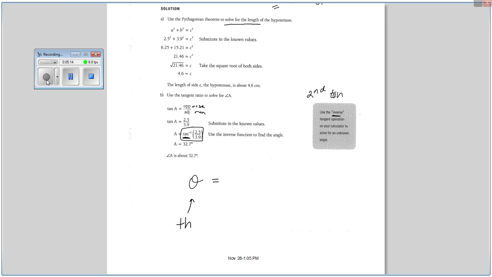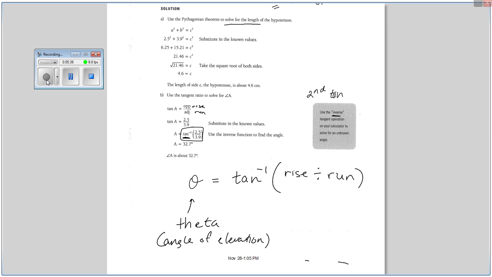What's it called, that symbol? Theta. Okay, so theta, the angle of elevation, is always going to be equal to the second function tangent, and then you put a bracket in your calculator and you do the rise divided by the run. Okay, and that will work every time. And what mode does your calculator need to be in?